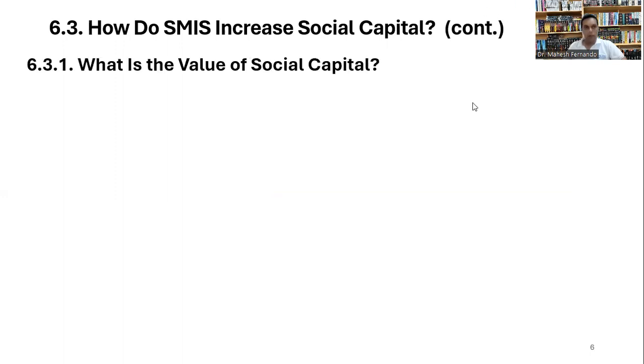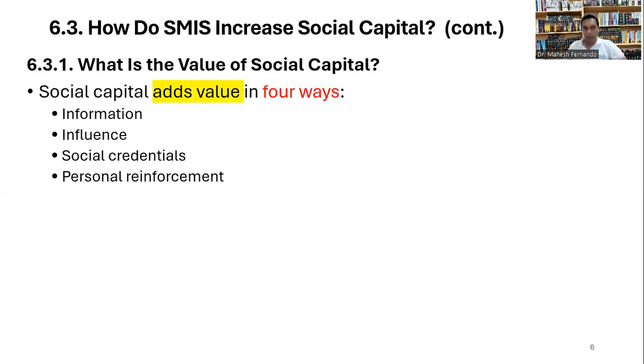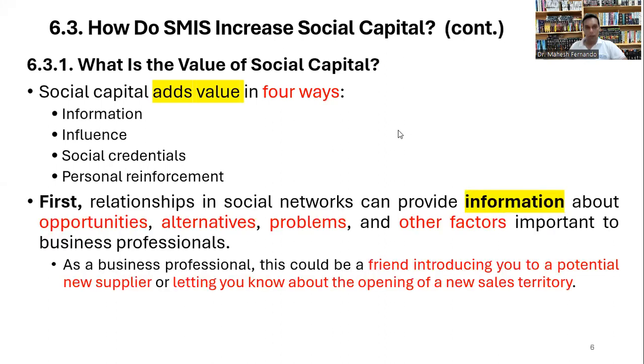And we can see what the value of social capital is and how to identify it. Social capital adds value in 4 ways. What are these 4 ways? We can have information, we can have influence, we can have social credentials, or personal reinforcement to add value to the social capital.